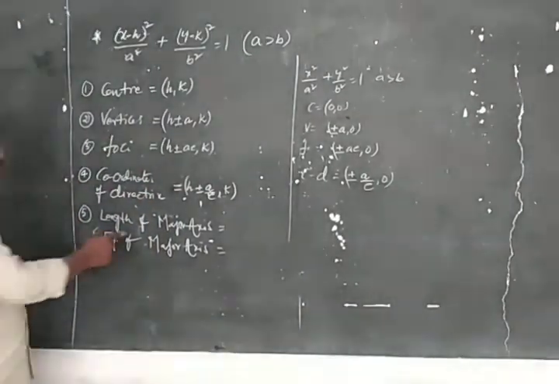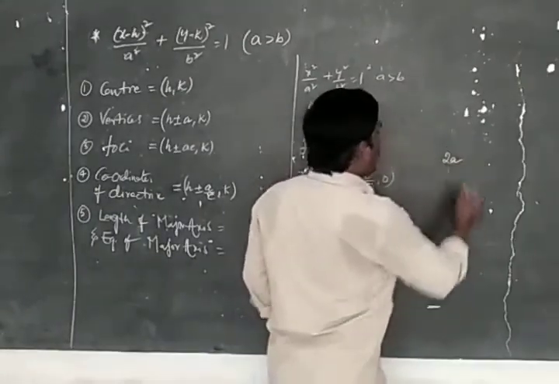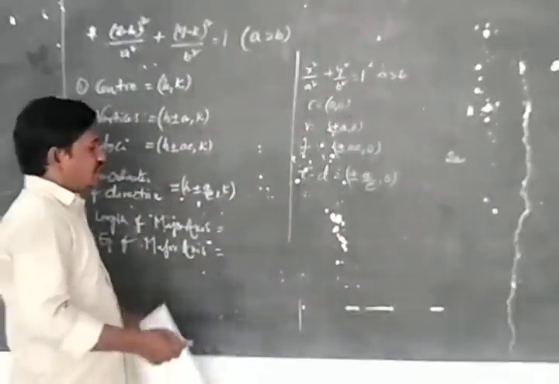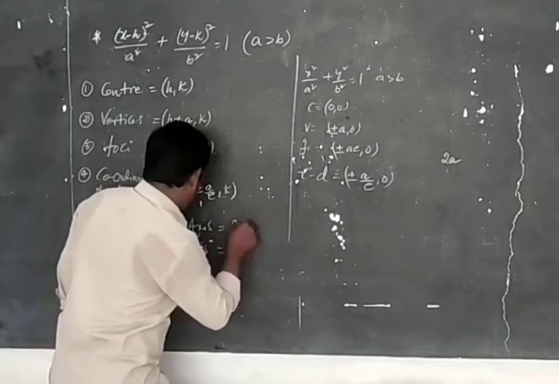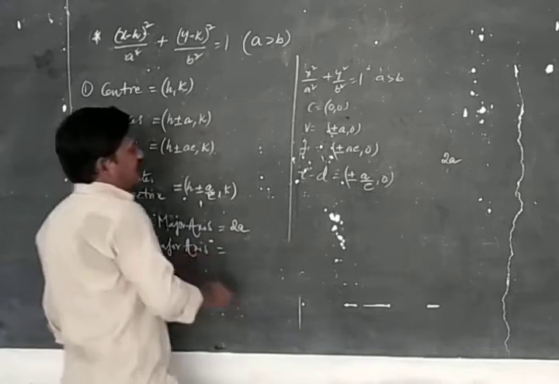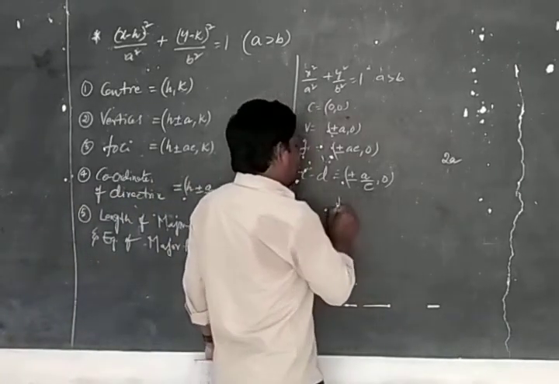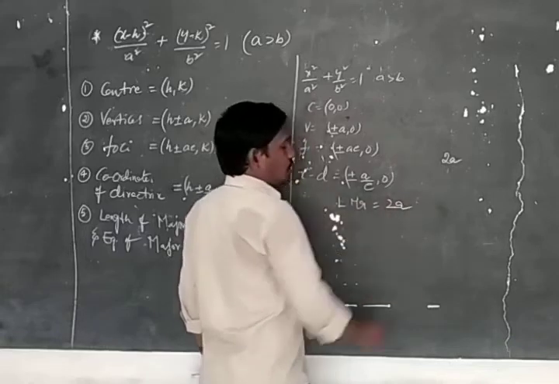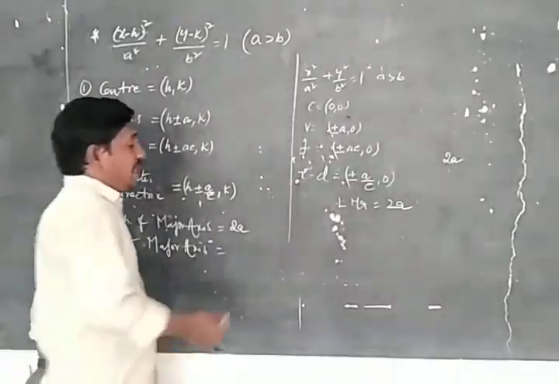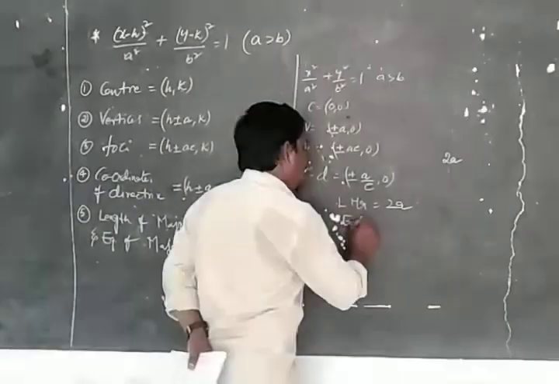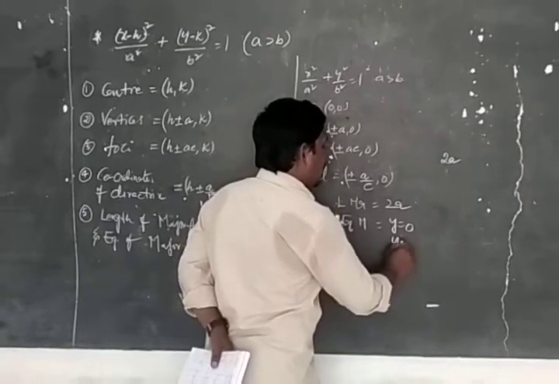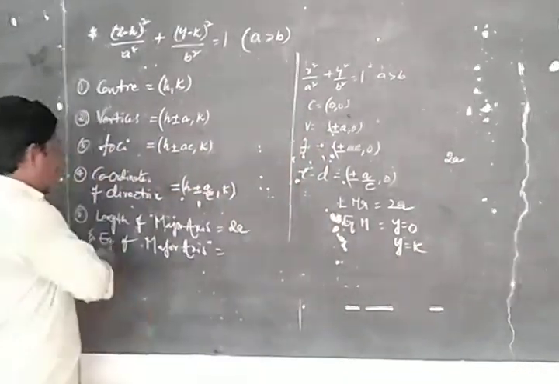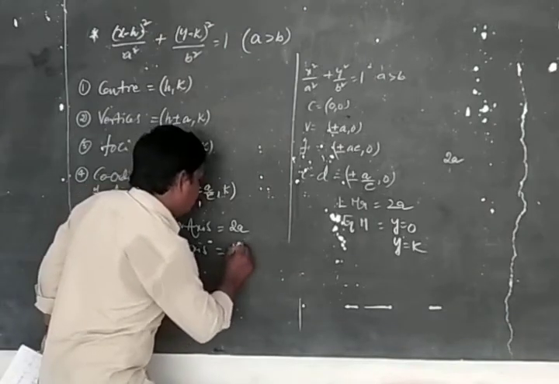Now length of major axis. We know that the length of major axis is 2a, so we write the same. The length of major axis is 2a, but the equation of the major axis we wrote as y equal to 0. So now we have to write y equal to k. The equation of major axis is y equal to k.